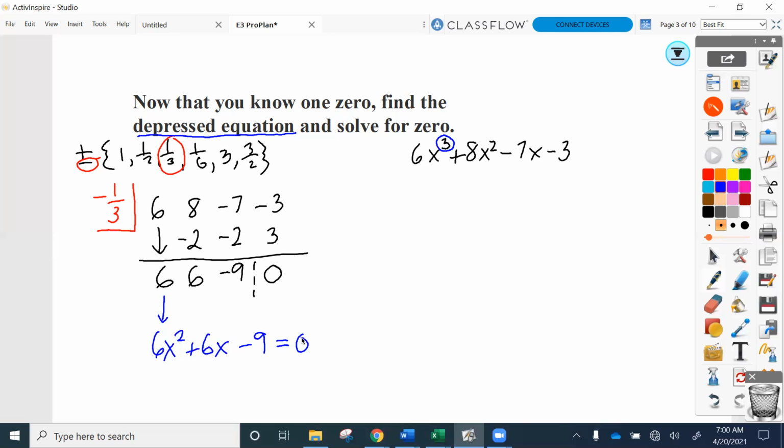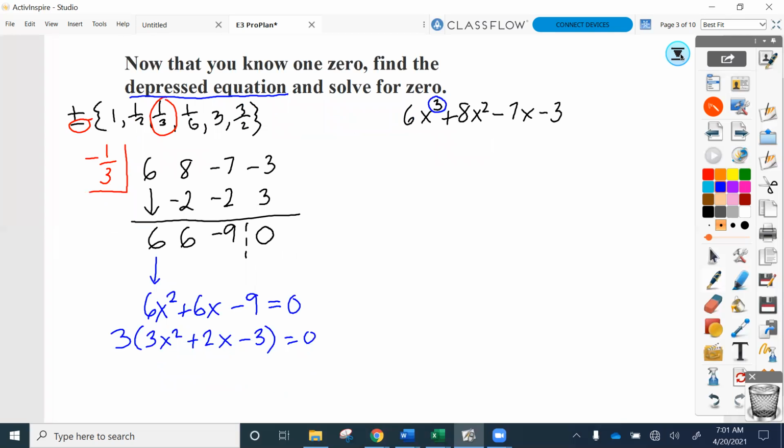Well, like we've learned before, the first thing you always do is look for a GCF. So the GCF here would be 3. So I'm just factoring the GCF of 3 out. And then my next step would be to see if that 3x squared plus 2x minus 3 is factorable by using slip and slide method. It is not factorable.